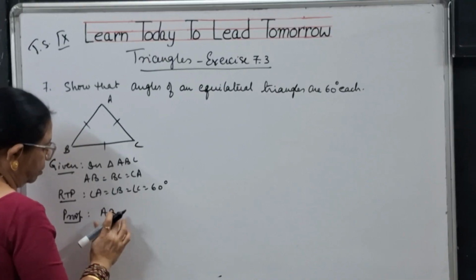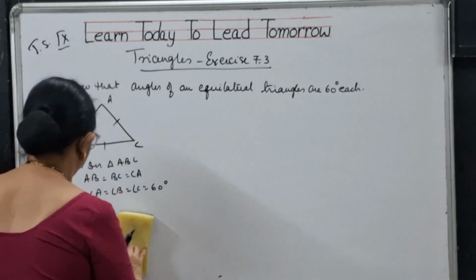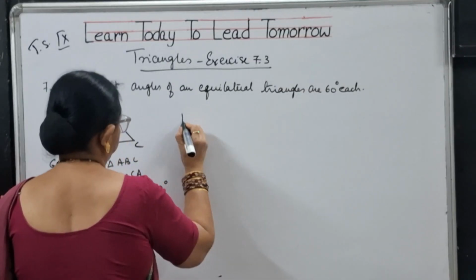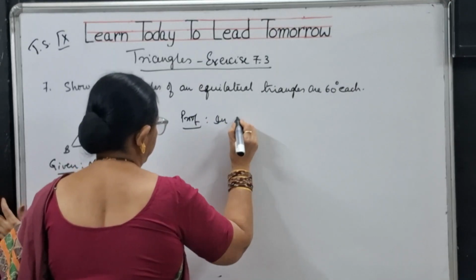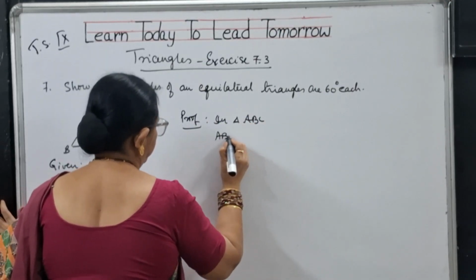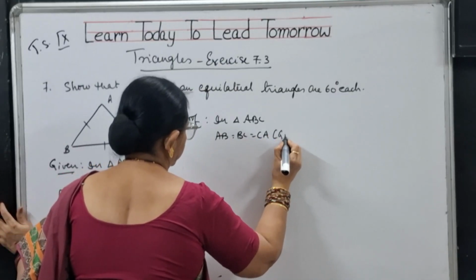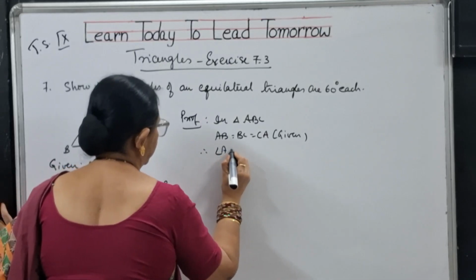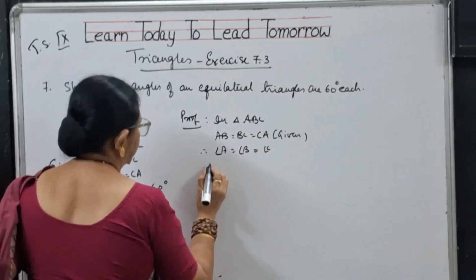AB, I will write the proof here, children, otherwise I will get the total proof here. In proof, in triangle ABC, AB is equal to BC is equal to CA. This is given to us. Therefore, angle A is equal to angle B is equal to angle C.